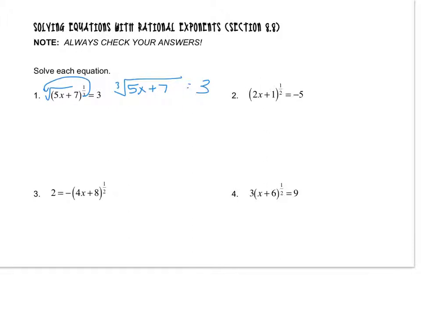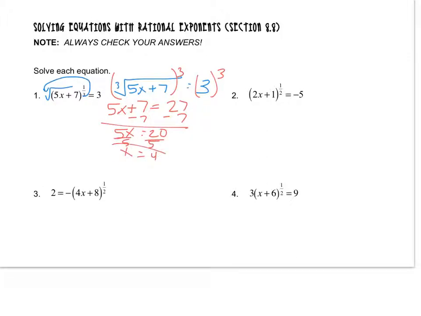Well, to get rid of it, I would take the whole thing and cube it. So I have 5x plus 7 equals 27. I subtract 7 on both sides. So 5x equals 20. Divide by 5, and x equals 4. I'm going to check my answer. 4 times 5 here is 20. 20 plus 7, so I have the cube root of 27 equals 3. Well, I know that 3 times 3 times 3 is 27, so 3 equals 3, and that checks out.